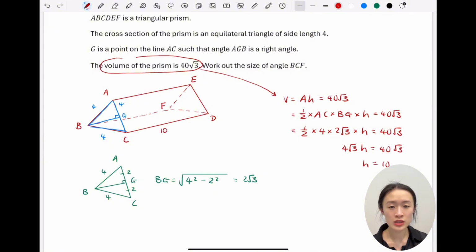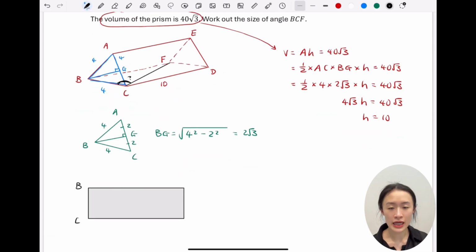Okay, so now what we need to work out is the angle BCF. Let's sketch this diagram, make it easier to see. I know that the base BCDF is going to be a rectangle. We know that BC is 4 and BF is 10.